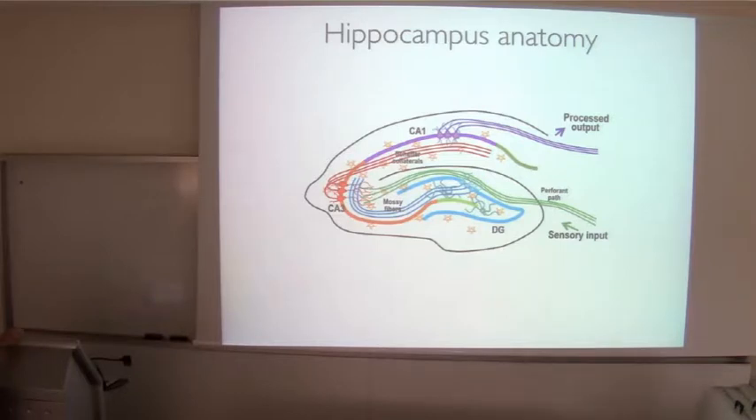So this is almost the dream system for computational neuroscientists, right? You have an input layer, you have a recurrent network, a hidden layer, and then you have an output layer that just gets the output out. It's as simple as that. It's not as simple as that, but it looks like that.